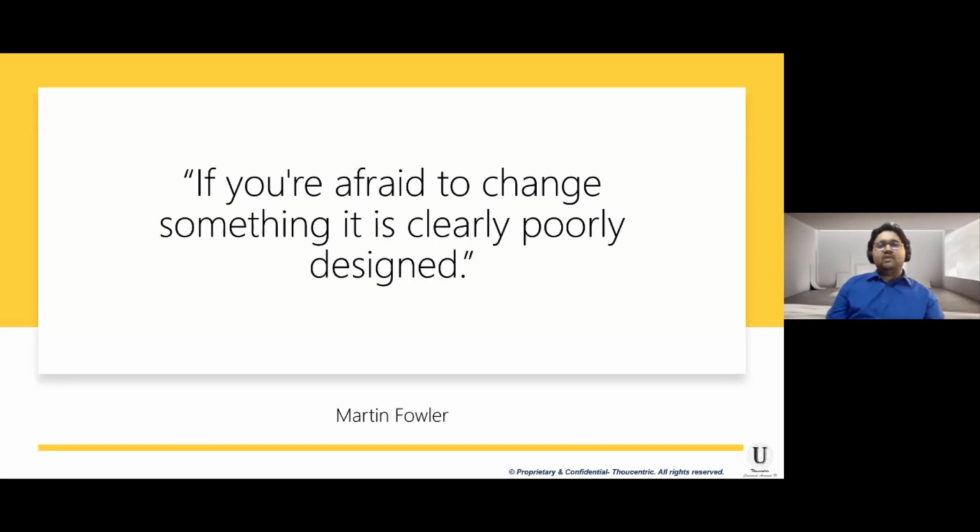Martin Fowler is very popular in enterprise architecture circles, and one of his quotes is about the way he describes architecture, not by using a diagram or a framework. His understanding is that the collective understanding of the most experienced set of people in the team of the system is what architecture is. And effectively quoting him, if you're afraid to change something, then it is poorly designed.